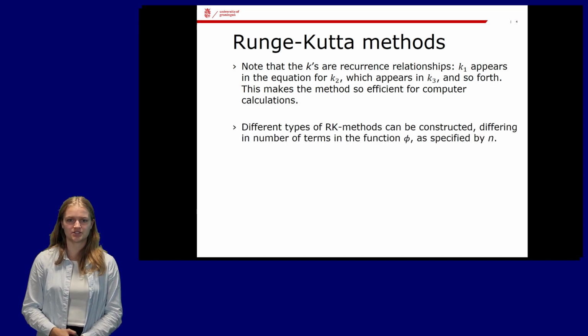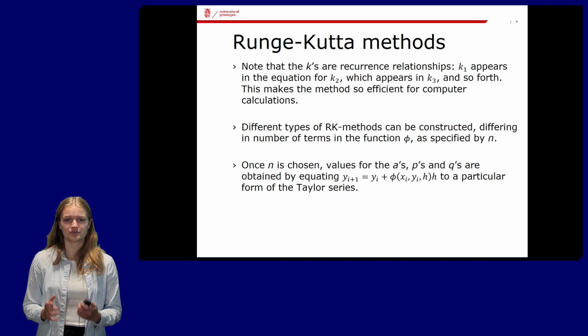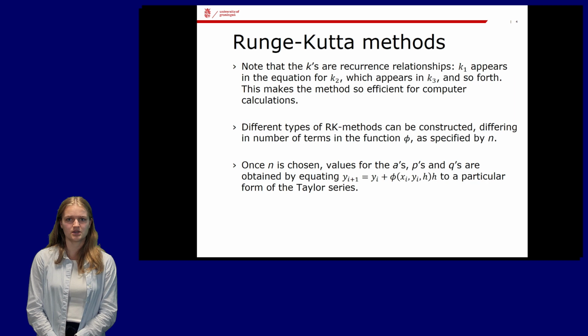We can construct different types of Runge Kutta methods, and they differ in the number of terms that you use in the function phi, which is specified by n. We'll go over some of the examples in a bit. Once you have chosen a value for n, values for the constants a, p, and q are obtained by equating this expression to a particular form of the Taylor series. I will not be doing this, I will just be giving the constants for the methods that we will discuss.